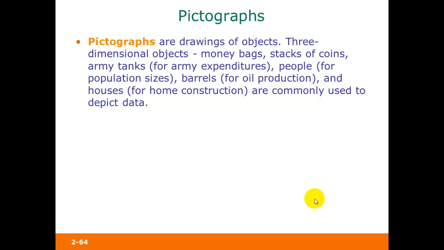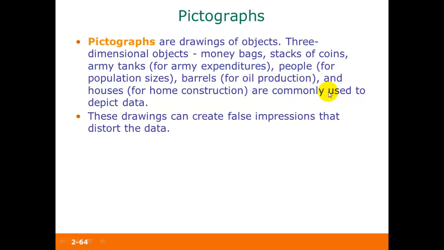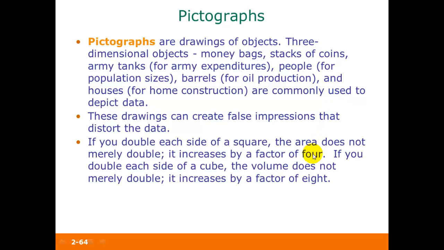Now, another way that graphs can be misleading is if they use pictographs. And you actually see this quite a bit. Some graphs use three-dimensional objects like money bags or stacks of coins or army tanks, people, etc. to show data. The drawings can create false impressions that distort the data. And one of the ways that this is done is by using either two or three-dimensional figures instead of one-dimensional figures to represent data.